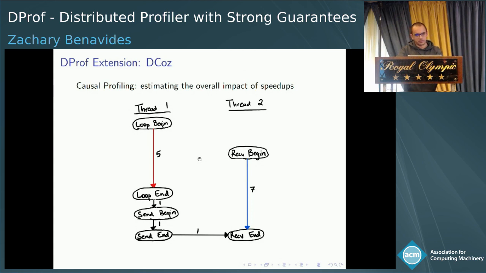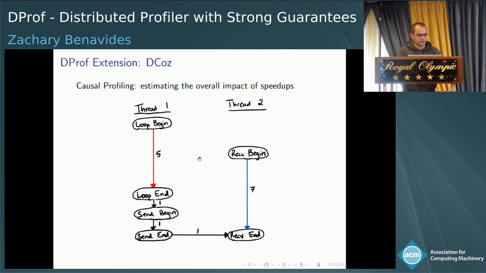We take the output from DProf, the synchronized thread traces, and we build this sort of graph that you see here, where the vertices in the graph correspond to events like entering and exiting loops or beginning and ending send or receive operations, and the edges connect vertices which are causally related. For instance, you have to enter a loop before you exit a loop, you have to begin a send operation before you end it. Then we classify the edges into two categories. The red and black edges are what we call inelastic edges, and the blue edges are what we call elastic edges. The nomenclature is because the blue edges are ones that we've decided can grow and shrink based on changes in other parts of the execution graph.